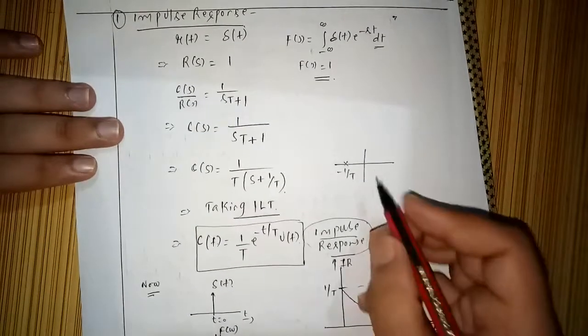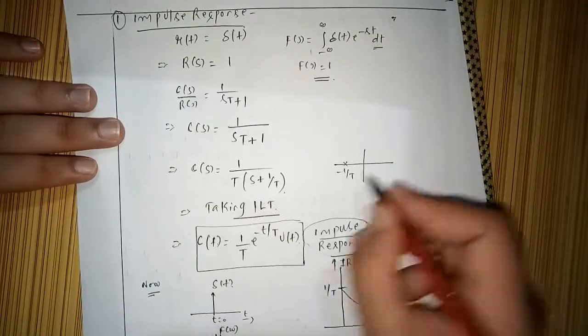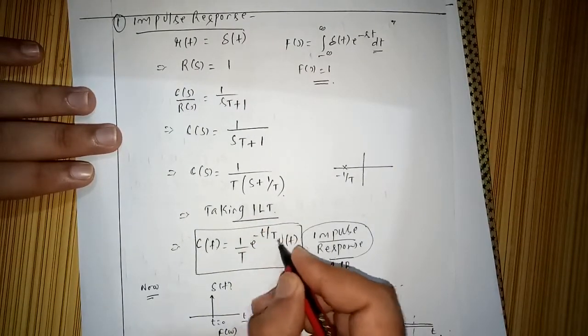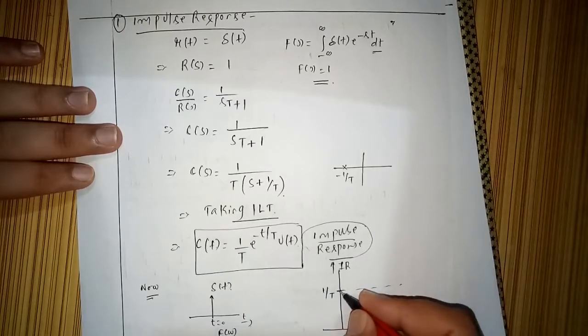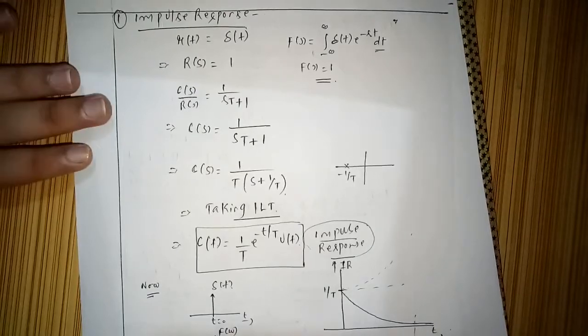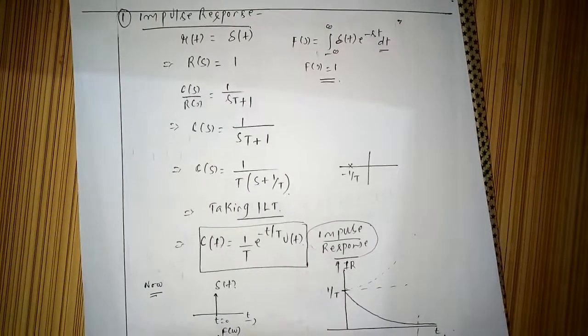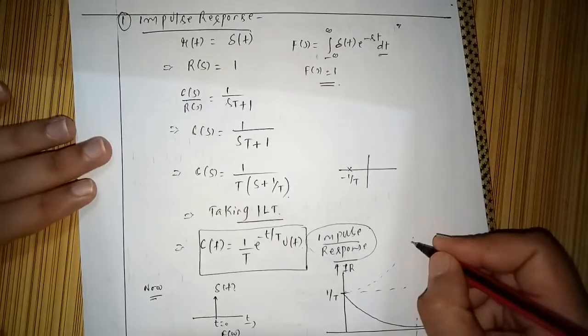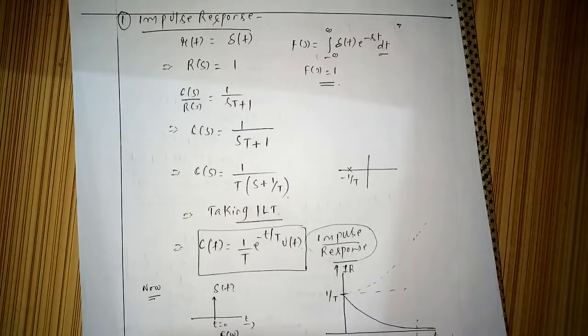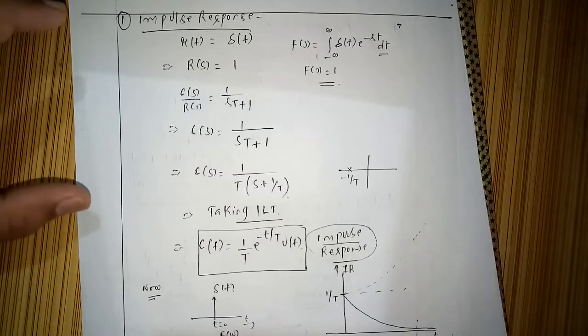But if I have a pole on the right side, then I'll be writing 1/(s-1/T), and it will be e^(t/T) u(t). Now if I plot the response, it will go like this. This is not the response required by any system, because if it is responding like this, that means this system is going to give infinite output. So this is not acceptable in our control system.